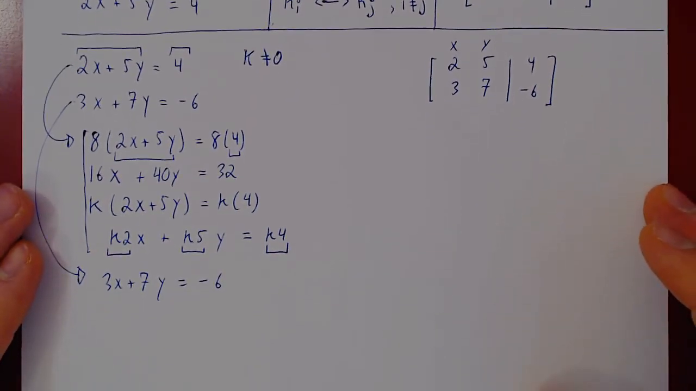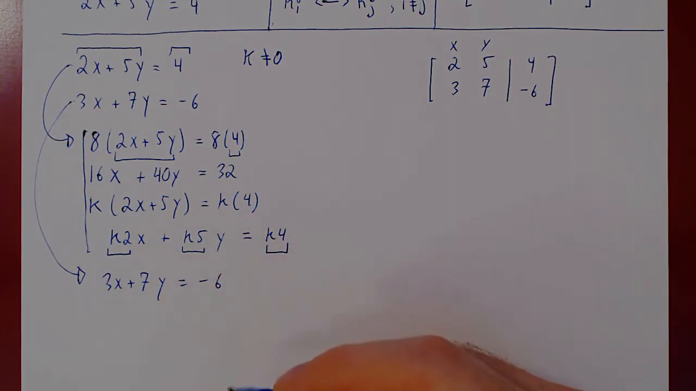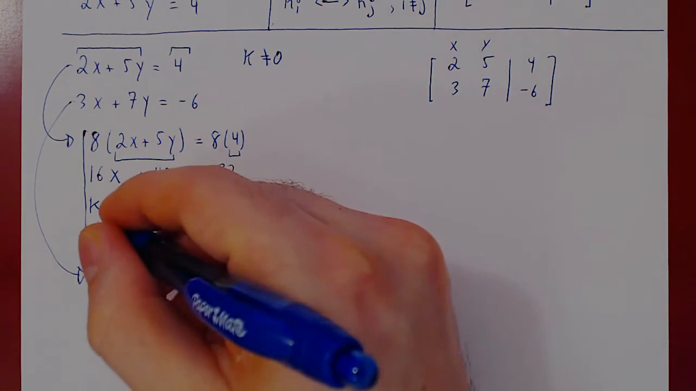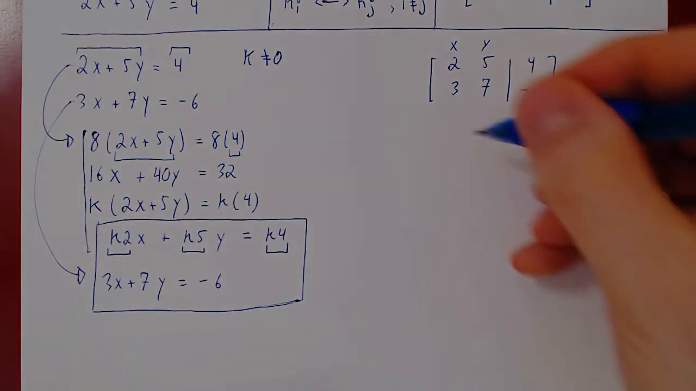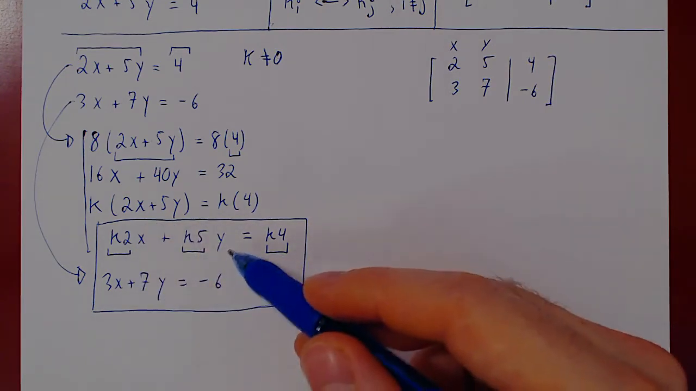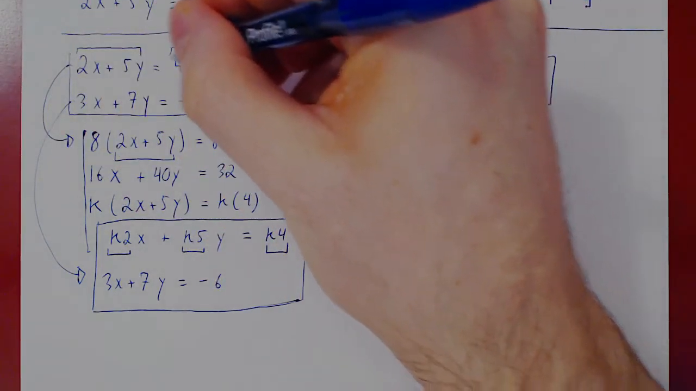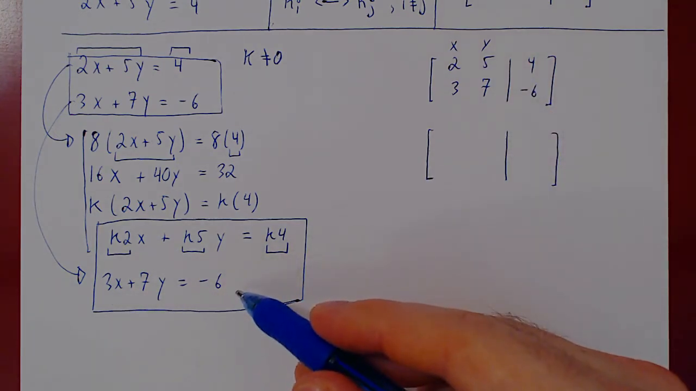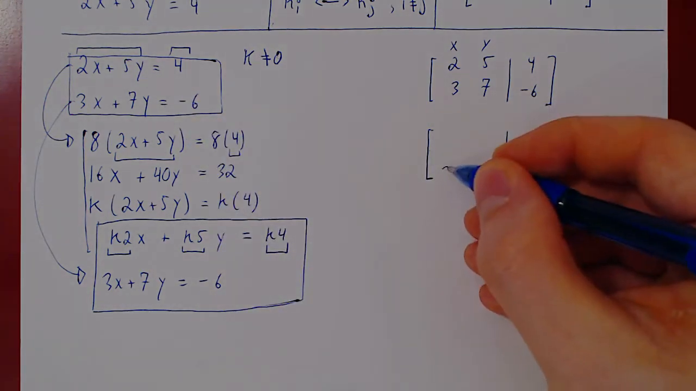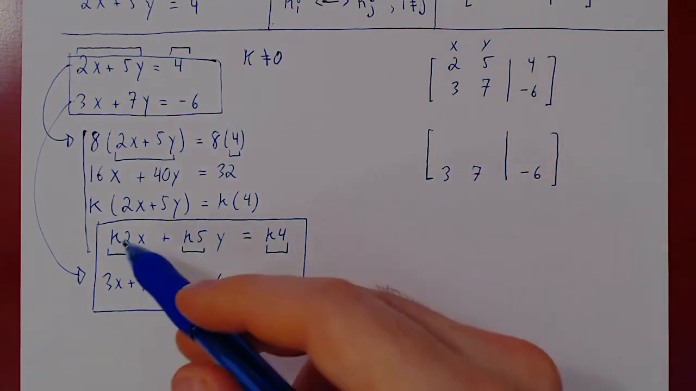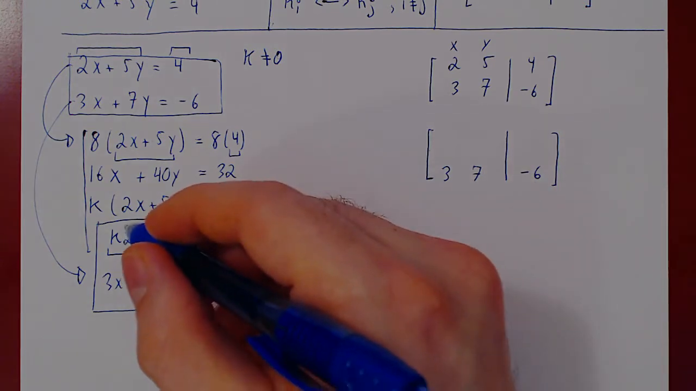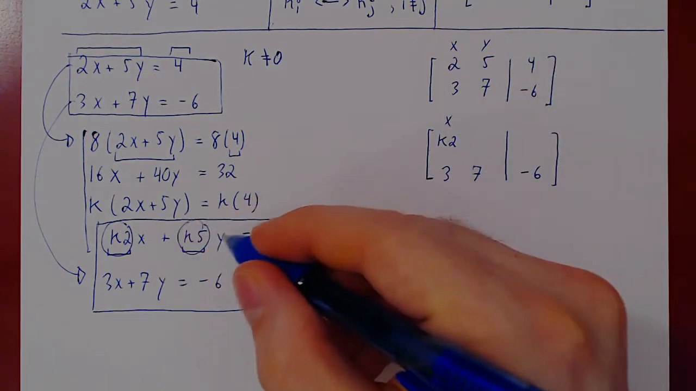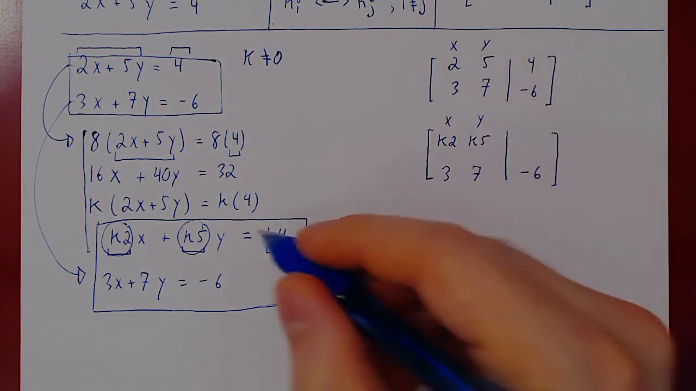And so, if you write the end result, the first equation is this, k times 2x plus k times 5y equals k times 4, and this is our second equation. But now think of what would happen to the augmented matrix of this linear system, which is equivalent to the original one. Let's see. The second equation is the same as the original system, and so we can simply rewrite it. 3, 7, negative 6. Look now at the first row. It would be k times 2x, k times 5y, equals k times 4.